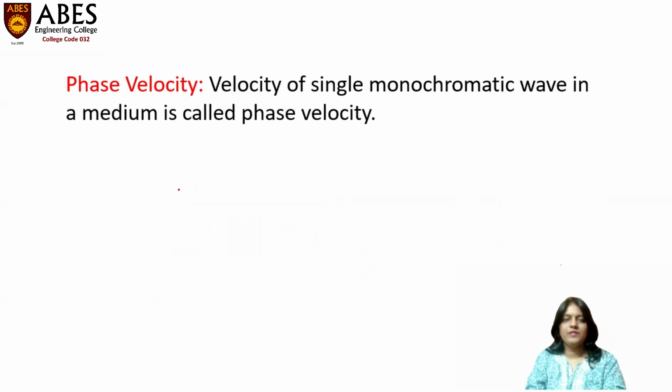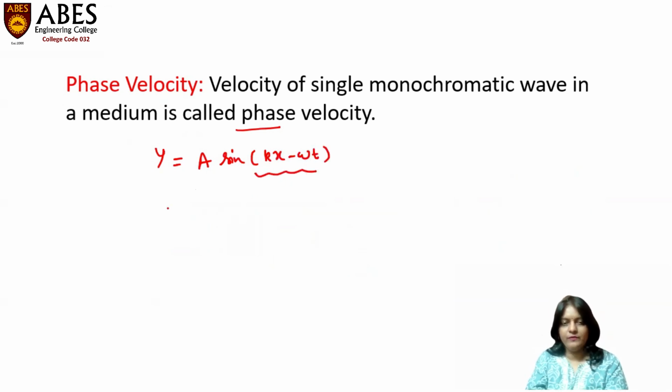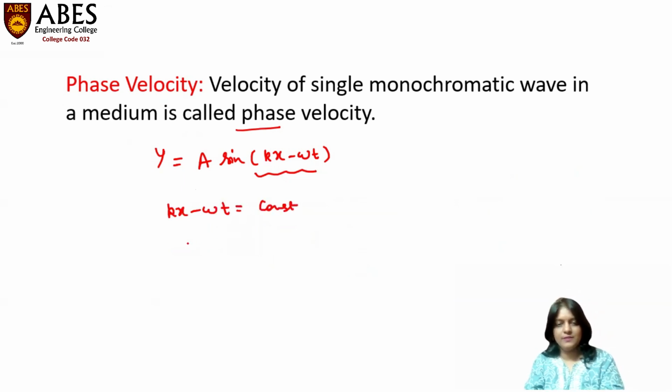Next topic is phase velocity. Velocity of a single monochromatic wave in a medium is called phase velocity. We know that the wave can be represented by the equation y is equal to a sin(kx minus omega t). This kx minus omega t is called the phase of a wave. kx minus omega t is a constant for a wave, which is called the phase.